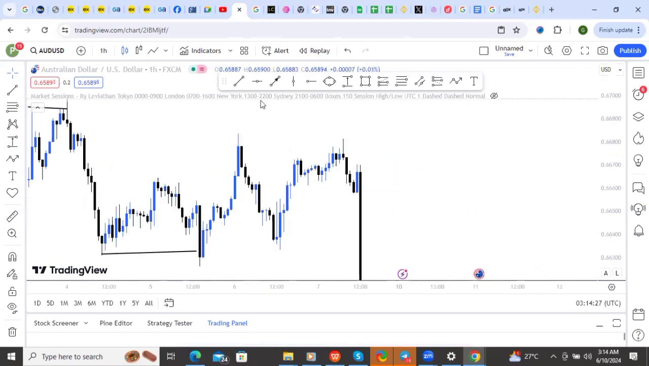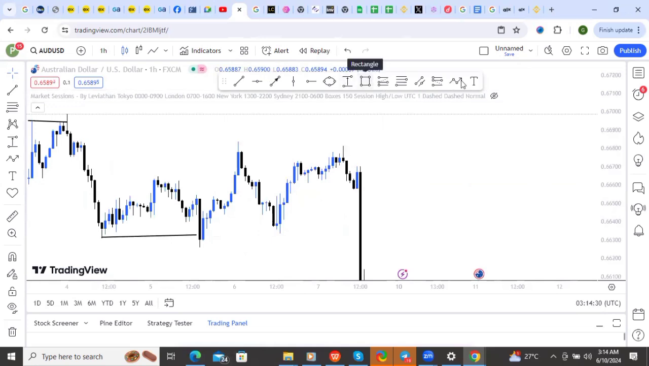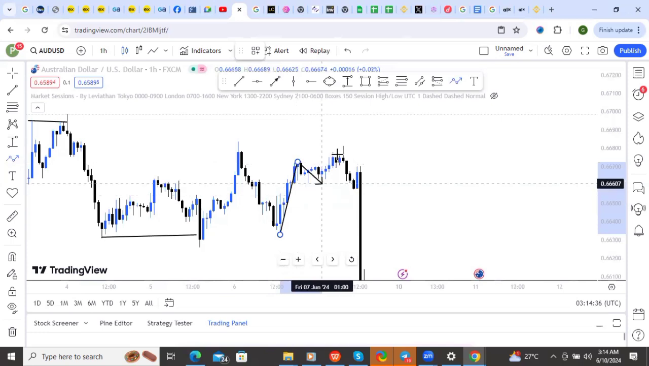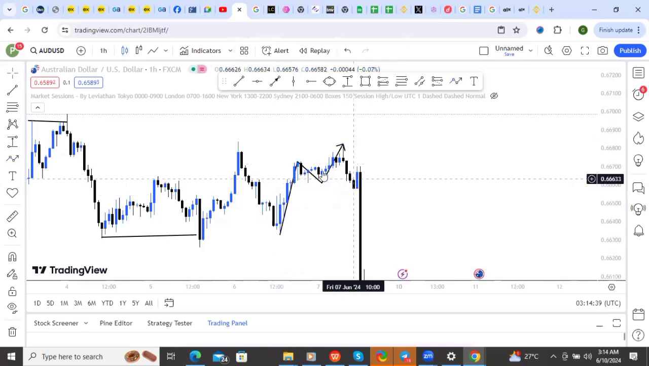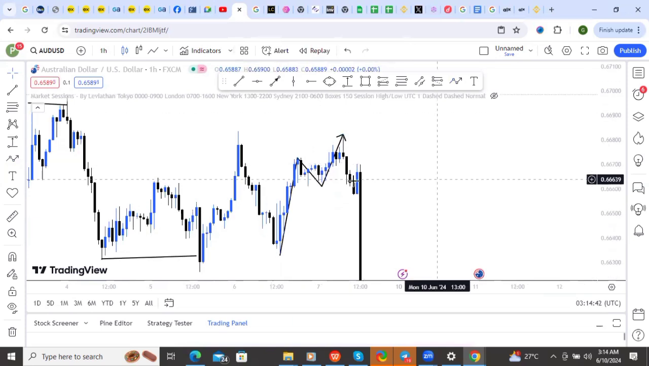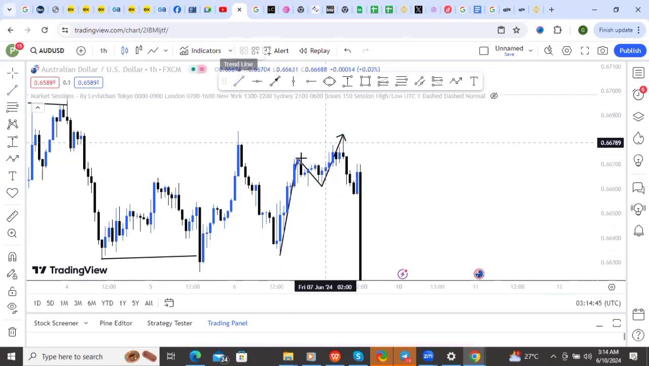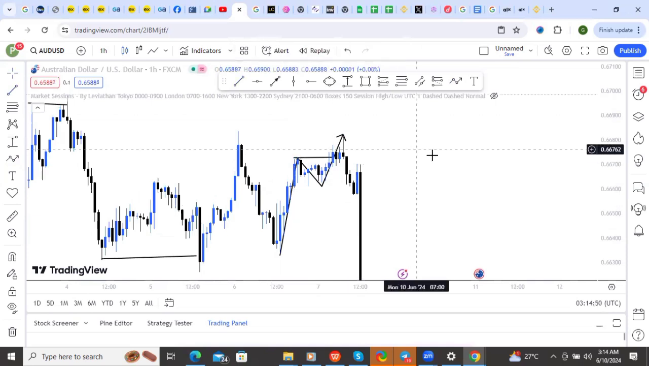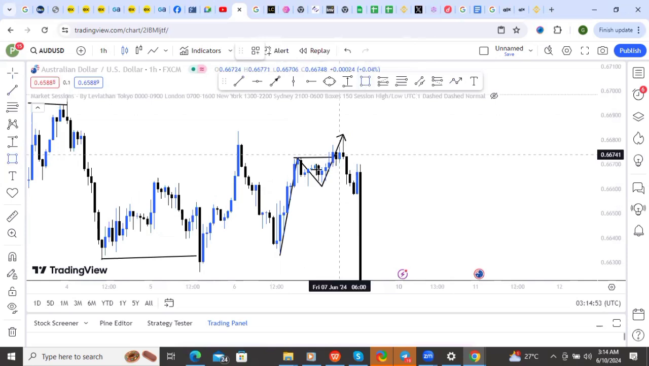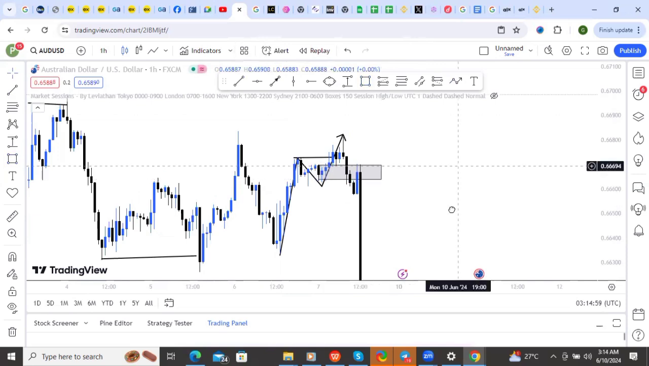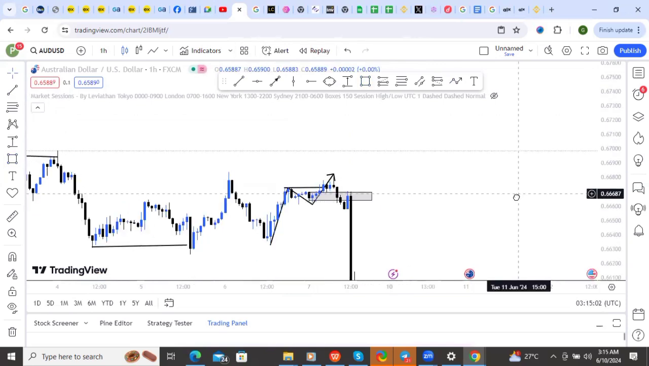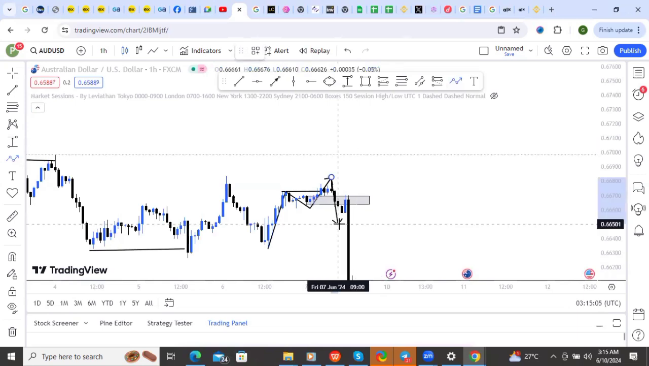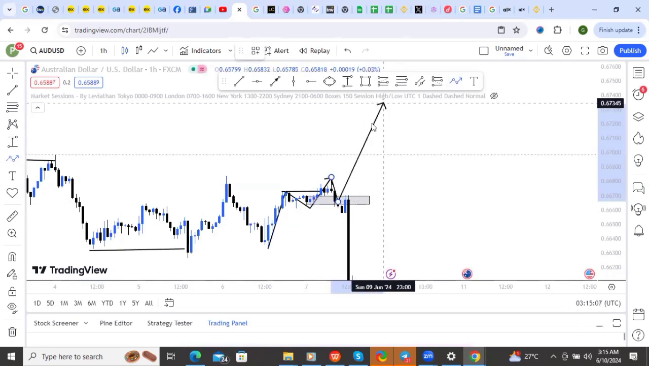We have price moving up. This block that we are seeing over here went up to break structure over here. So if we mark this block down like this, we can be expecting price to come back to this block and then continue the uptrend.